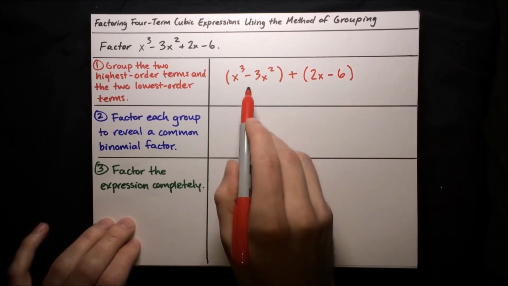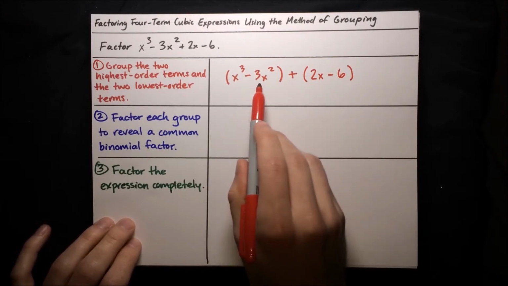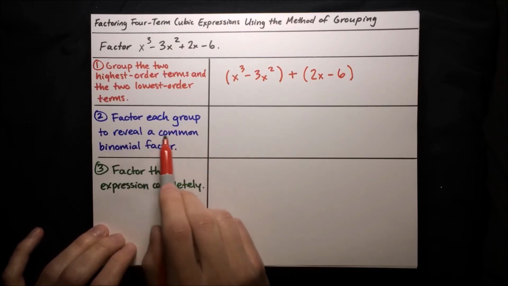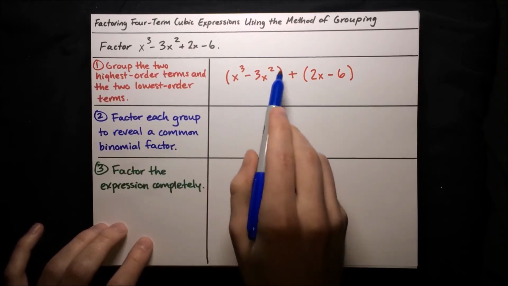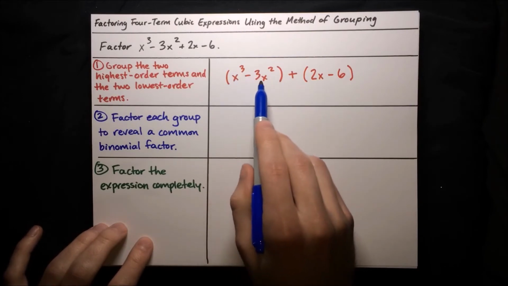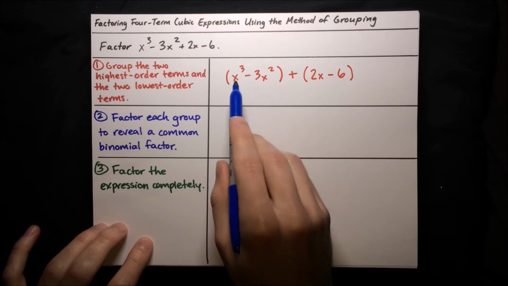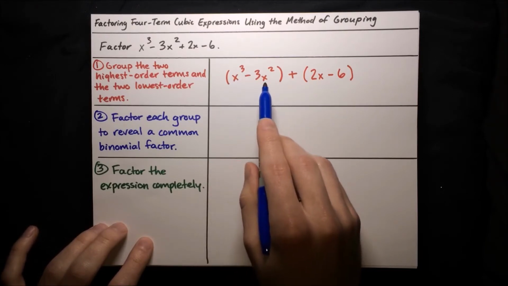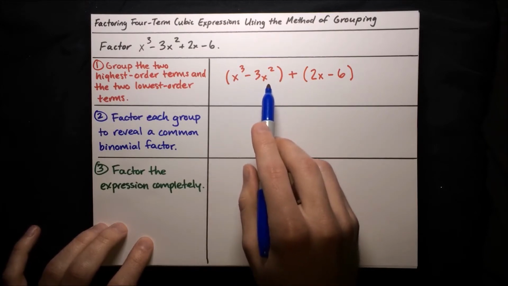Okay, so we've visually separated these, and now we're going to think about each of these groups independently for step 2. Step 2 is to factor each group to reveal a common binomial factor. So let's look at this group first, x cubed minus 3x squared. Do we see any common factors between these two terms, x cubed and minus 3x squared? Well, they both have x in them. Can we do any better?